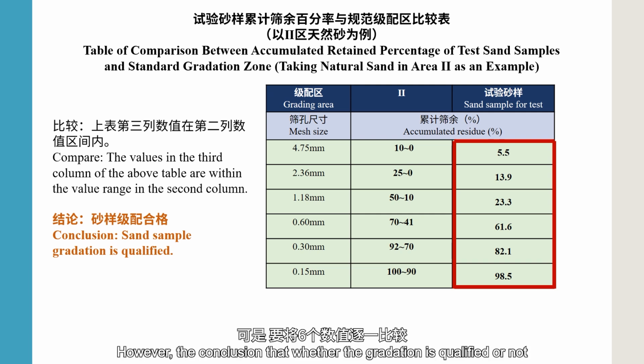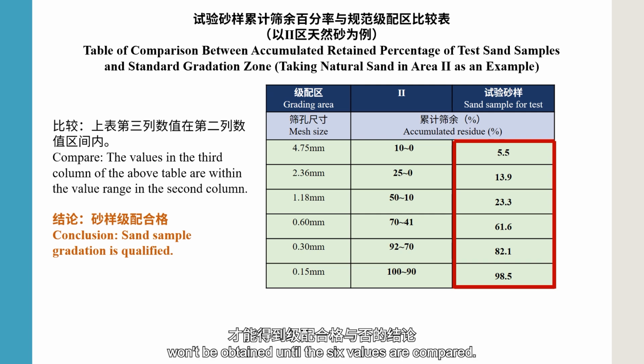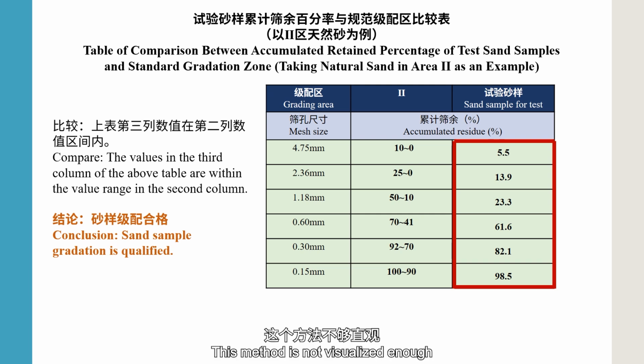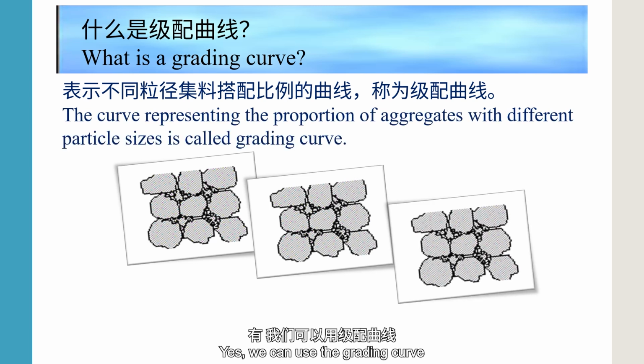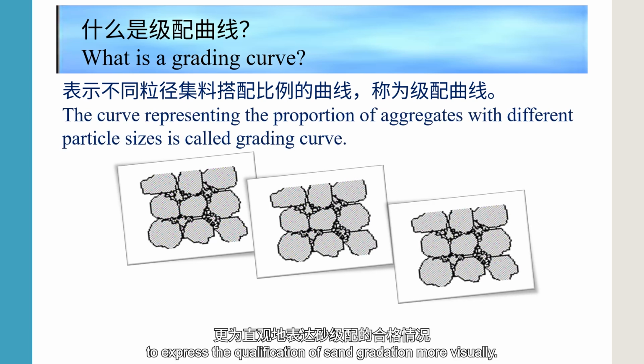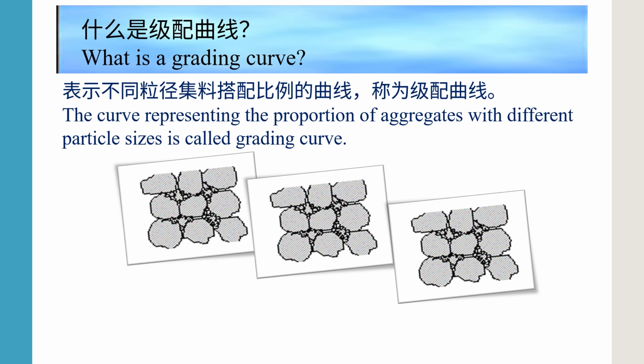However, the conclusion that whether the gradation is qualified or not won't be obtained until the 6 values are compared. This method is not visualized enough and is inconvenient for expression in the test report. So, is there a better way? Yes, we can use the grading curve to express the qualification of sand gradation more visually.